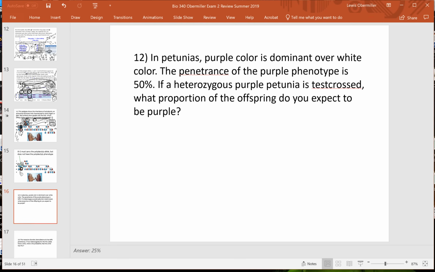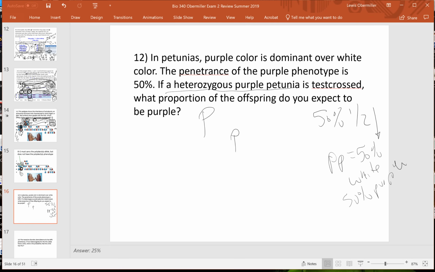Okay, and petunias, purple color is dominant over white, so classic. Penetrance of the purple phenotype is 50%. So 50% penetrance. That means 1/2 of the offspring that inherit little p, 50% will be white and 50% will be purple.